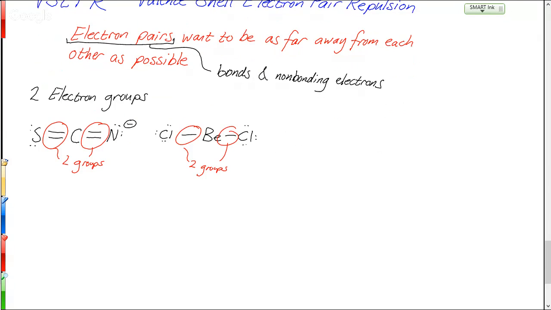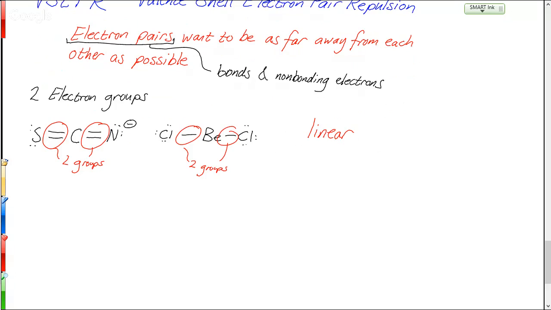And so in both of those situations, they want to be as far away from each other as possible. And the structure that results is called a linear geometry, or a linear structure. Makes sense, it's a line.